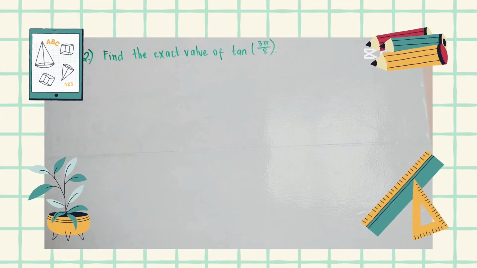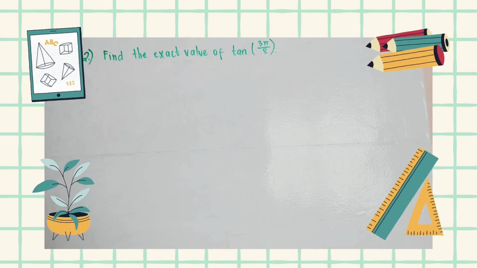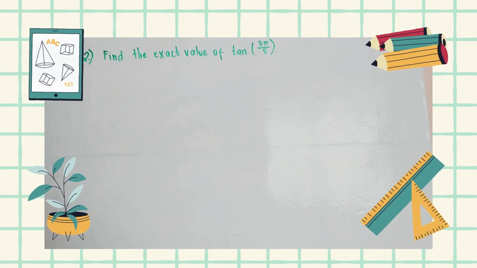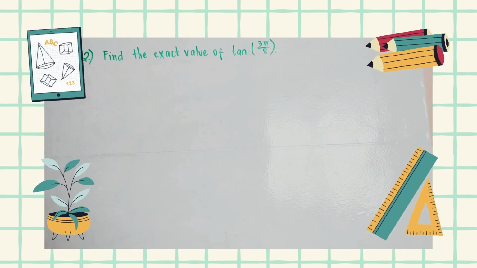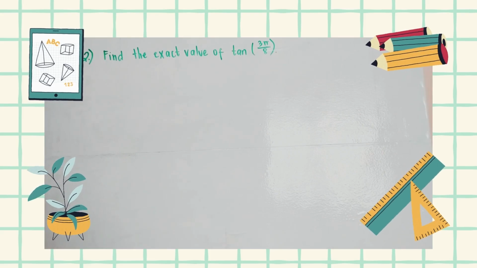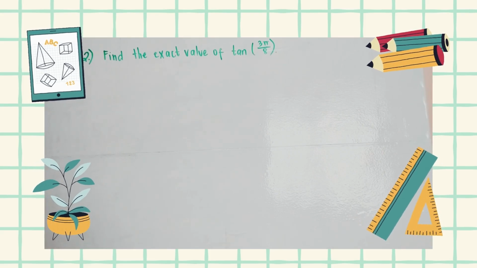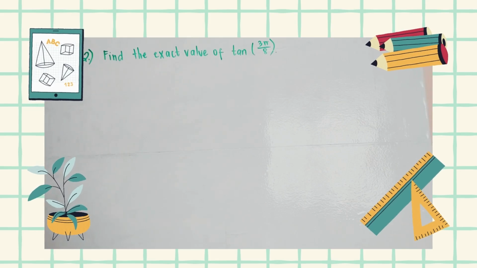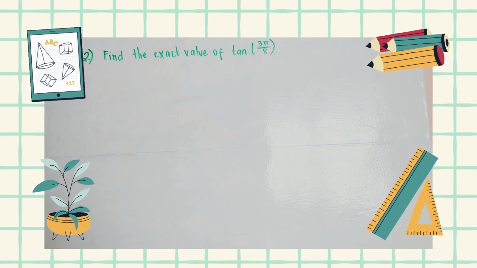Now, we're going to find the exact value of tangent 3 pi over 8 using the half-angle formula for tangent. This one involves a bit more algebra and simplification, so stick with me as we break it down clearly step by step. Let's start.